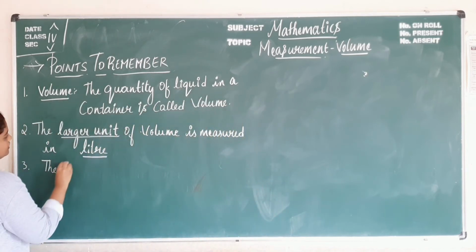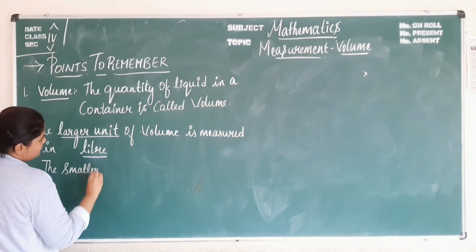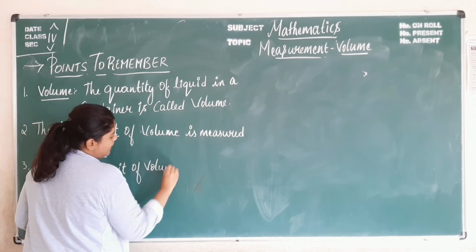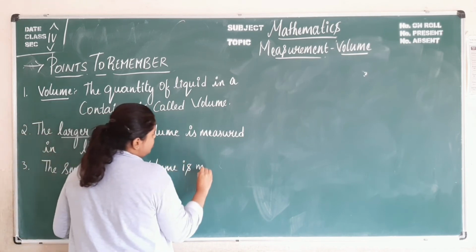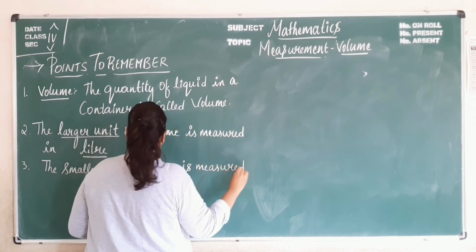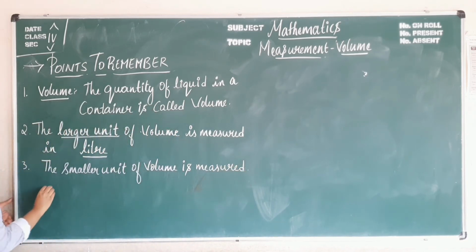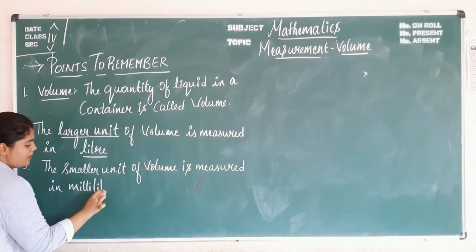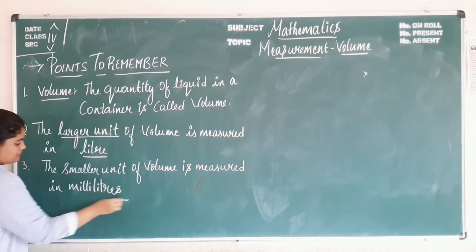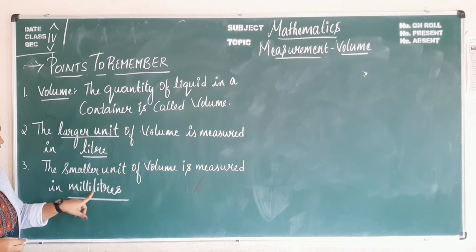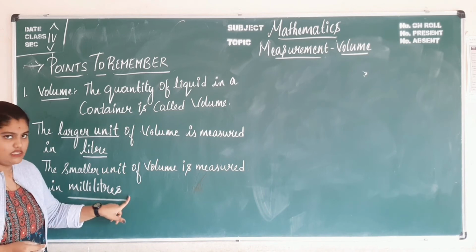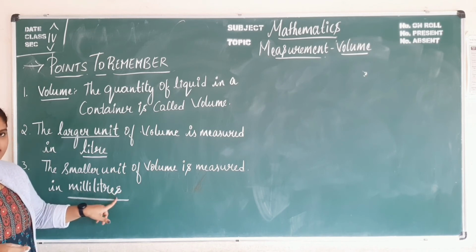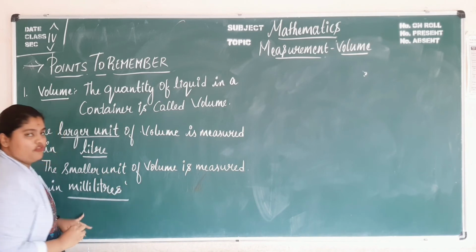Next point. The smaller unit of volume is measured in milliliters.